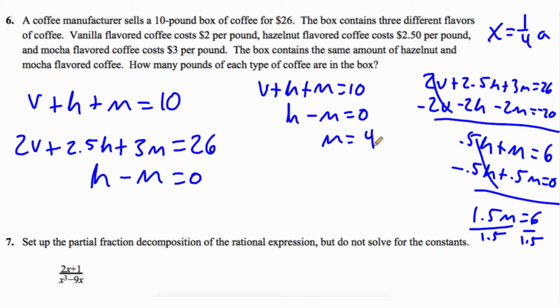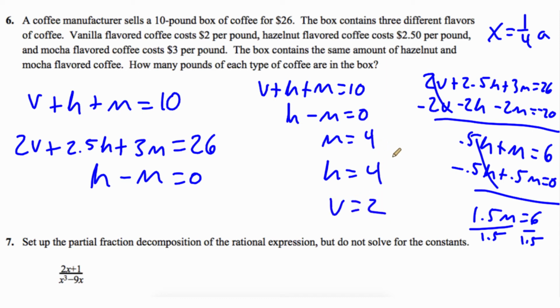Now we can work backwards. Plug that 4 into the next equation up, so we get H minus 4 equals 0. We have to add that 4 over to the other side, so we get H equals 4. And then if we plug the 4's into our top equation, V plus 4 plus 4 equals 10. 4 plus 4 is 8. We would have to subtract that over to the right-hand side, so V equals 2.